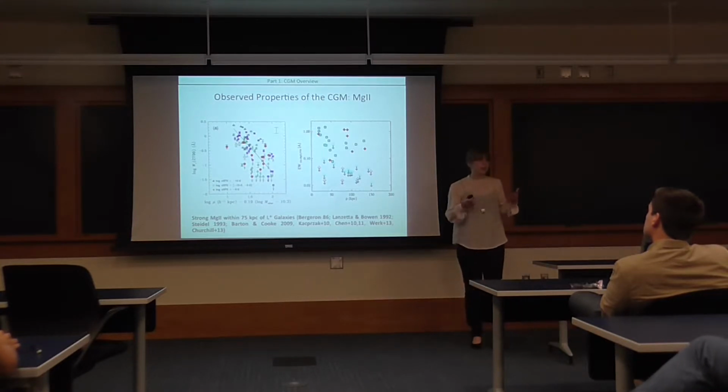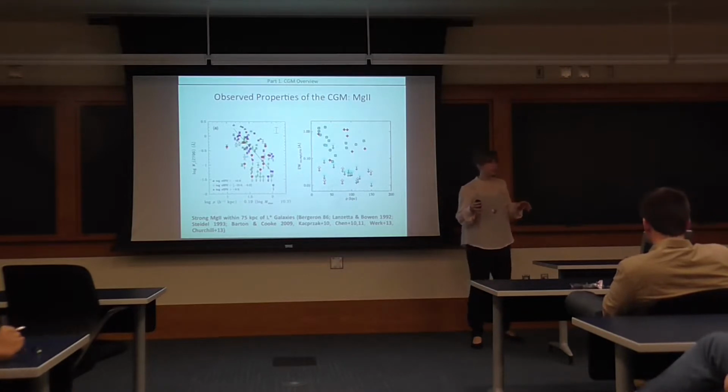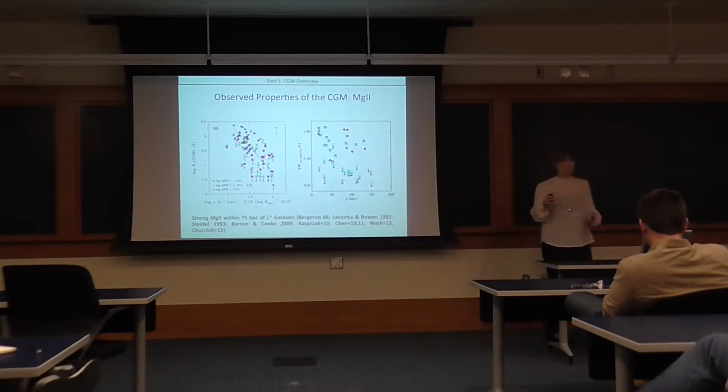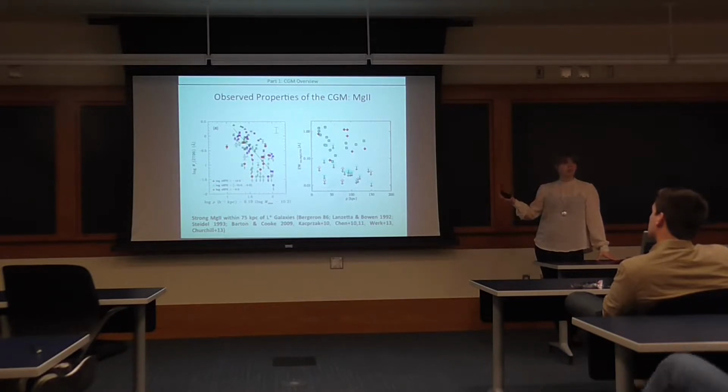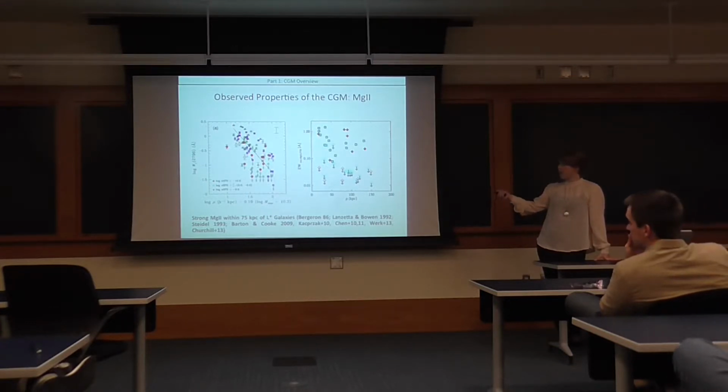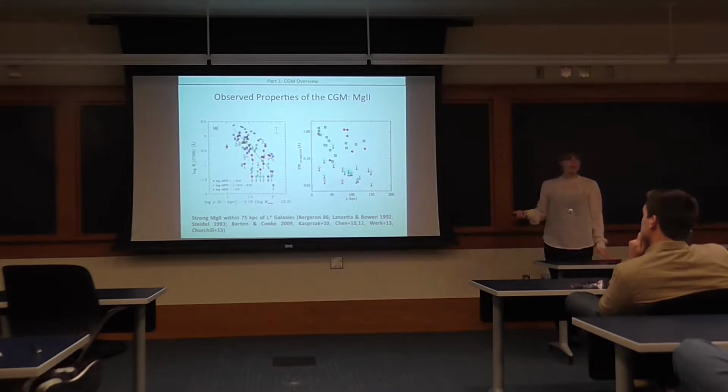People have looked at this with magnesium-2, which is at around 2,800 angstroms. This is probably the transition that you can look at at the lowest possible redshift from the ground. You only have to go to about z of 0.3 or so to be able to look at magnesium-2. And what you find is that magnesium-2 drops off fairly steeply, but it looks like you've got a high covering fraction, or a high incidence, of magnesium-2 absorption within about 75 kiloparsecs of a nearby galaxy.